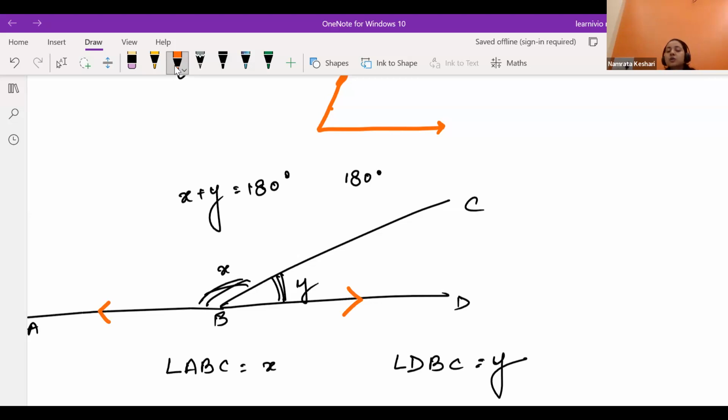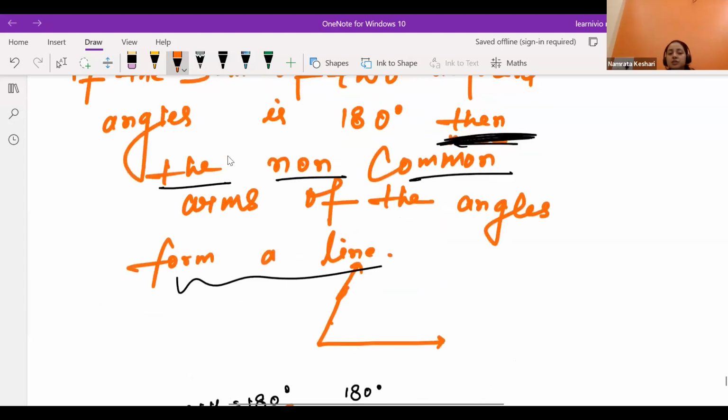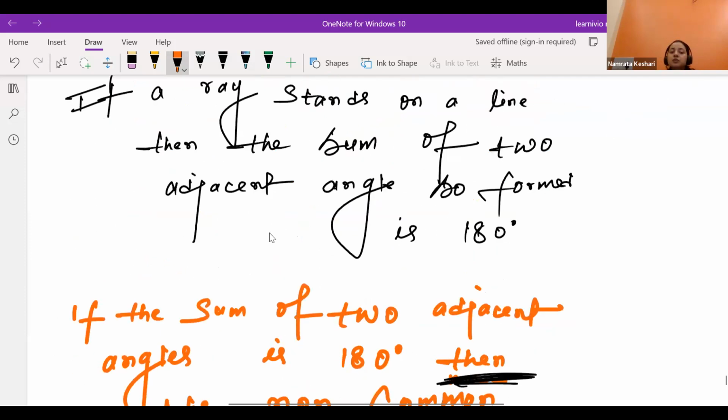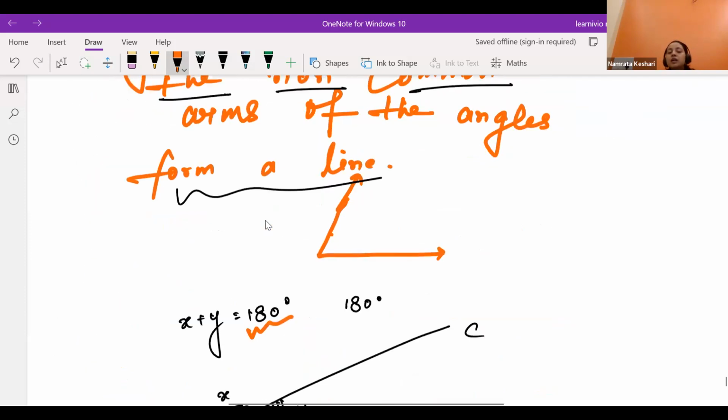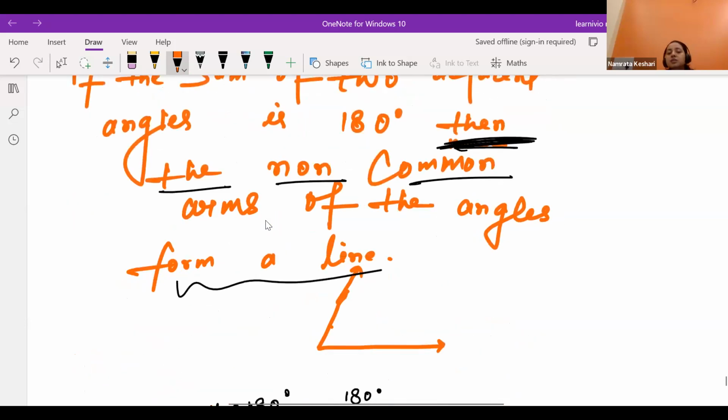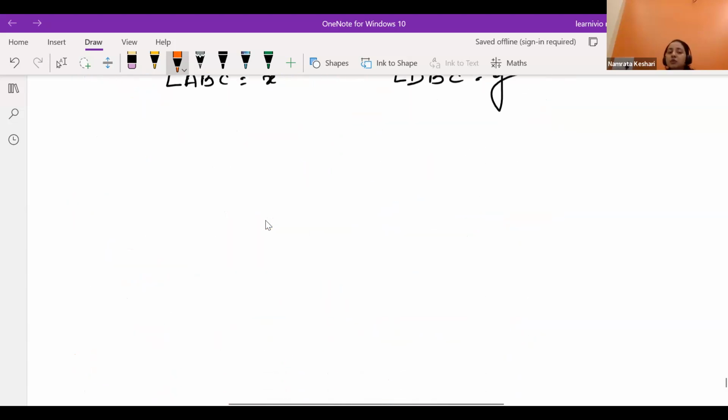Can you see it? Yes. These two non-common arms will make a straight line. Of course, because we are getting 180 degrees. So this is just the converse of the linear pair axiom. Both are called linear pair axioms. In between, a few more axioms and theorems are there, but I want to discuss first the concept of parallel lines. I'll take those axioms in between.